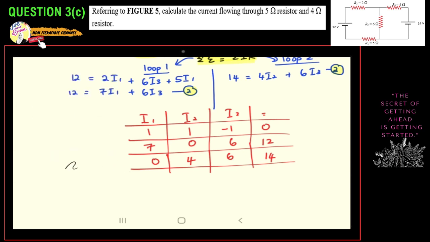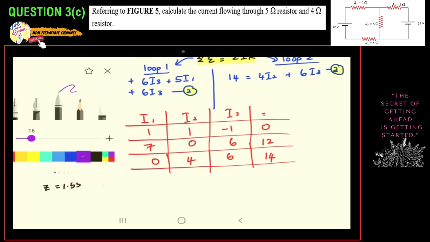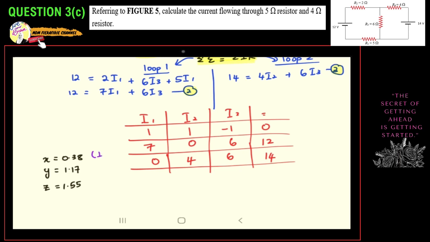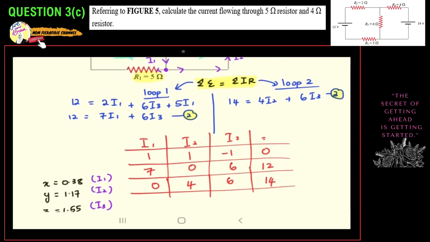Dia akan keluarkan bacaan X is equal to 0.38, Y is equal to 1.17 and Z is equal to 1.55. Okay, so means that this is the value of I1, I2, I3. Kita dah susun I1, I2, I3 tadi kan, so kita ikut jawapan tu mesti ikut kedudukan dia. So sekarang kita nak jawab soalan the current that pass through 5 ohm resistor.